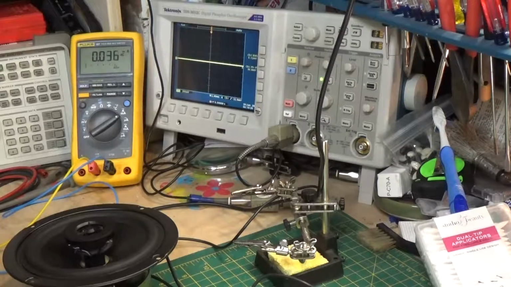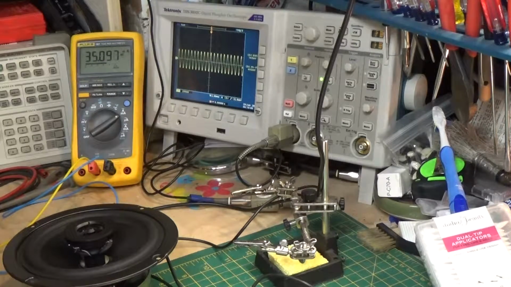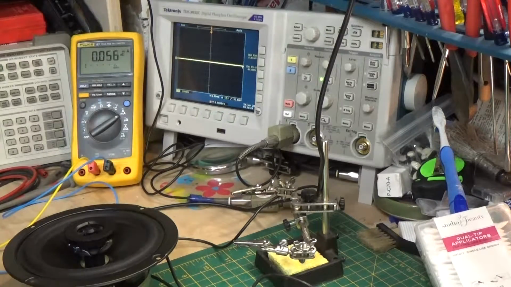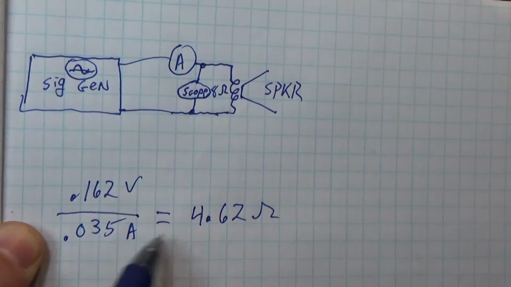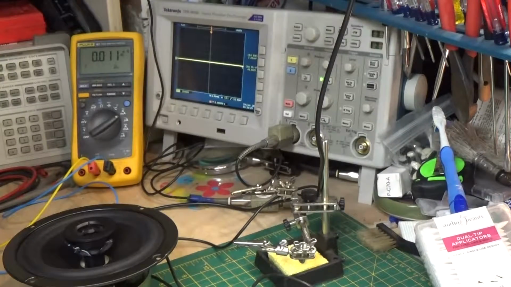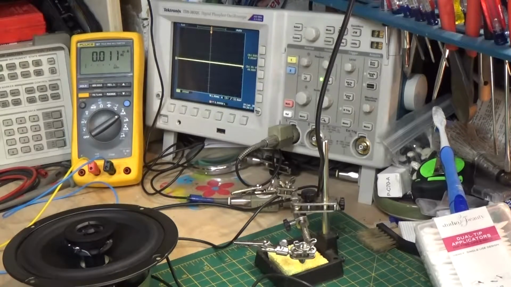Again, we can just use basic Ohm's law. We had 0.162 volts divided by 0.035 amps. Resistance equals voltage divided by current, with voltage in volts and current in amps. So if we take our calculator and do 0.162 divided by 0.035, we see that we have an impedance at 1 kilohertz of about 4.62 ohms. So there's the voltage RMS and the amps RMS giving this many ohms. Our 4.1 ohm speaker looks like a 4.6 ohm speaker with 1 kilohertz applied across it.